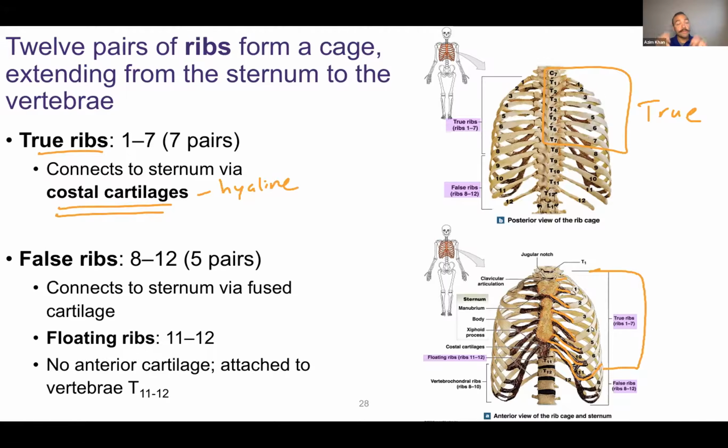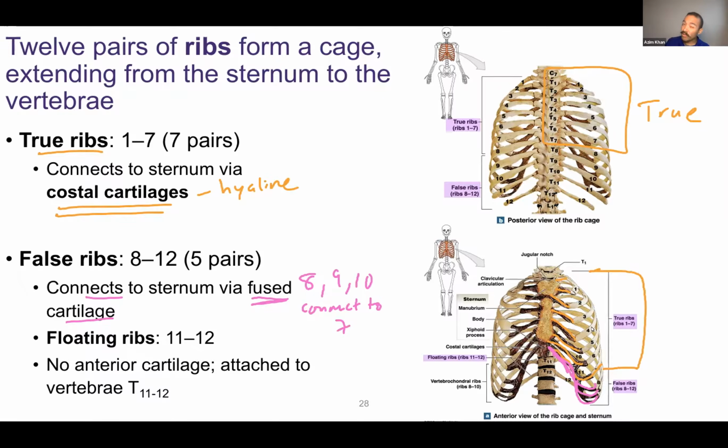True ribs are called true because they have their own costal cartilages. The false ribs are still ribs, but numbers 8, 9, and 10 connect to the sternum with a fused cartilage. 8, 9, and 10 connect to the cartilage of number 7, to the costal cartilage of number 7. Those are your false ribs.